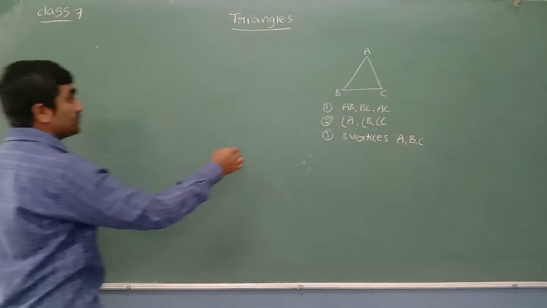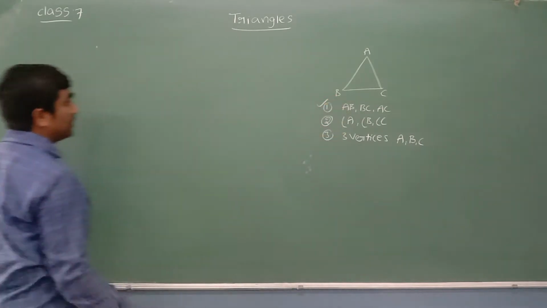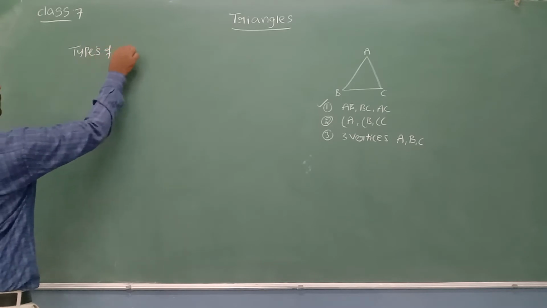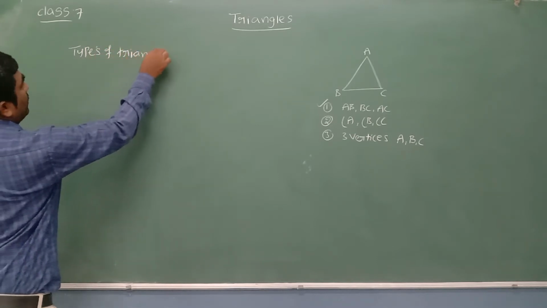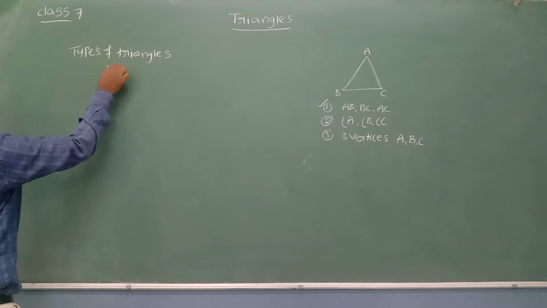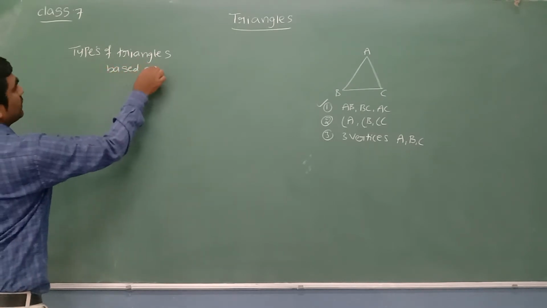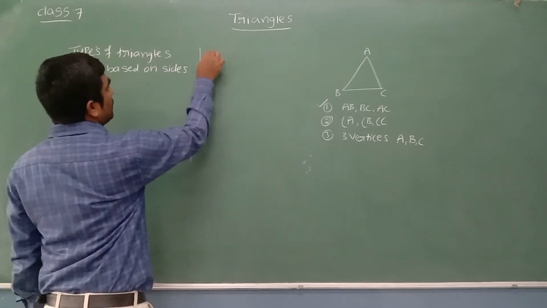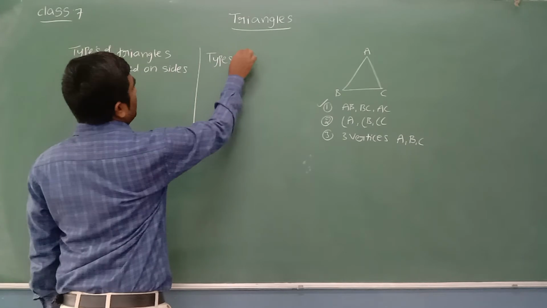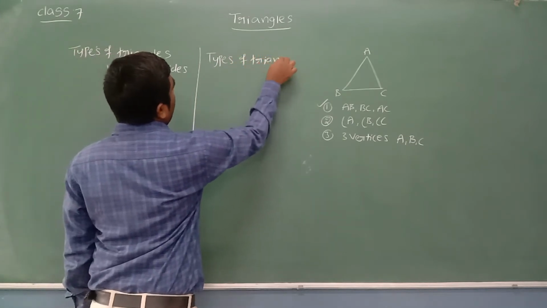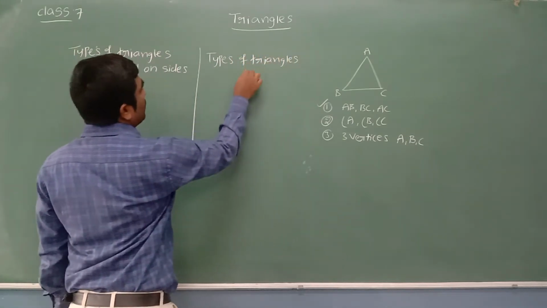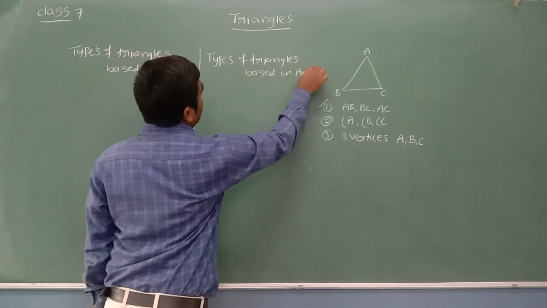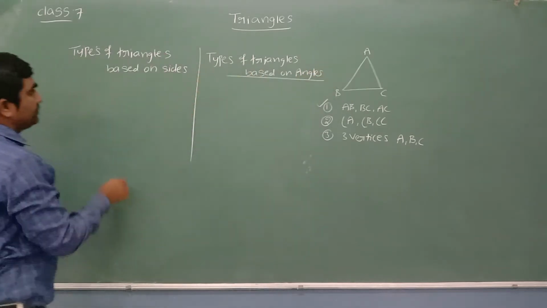And also we learned types of triangles based on their sides length. Based on sides length. And also we learned types of triangles based on their angles. So let me recall once.